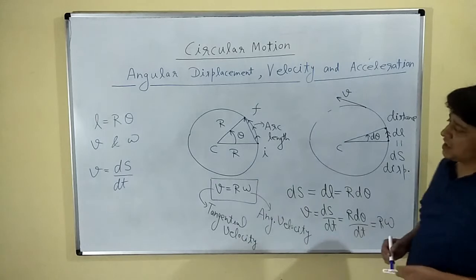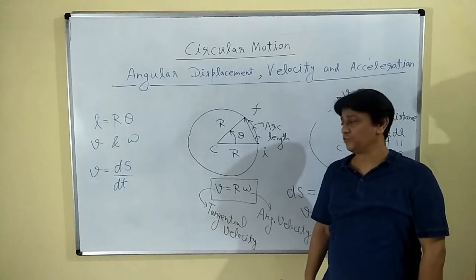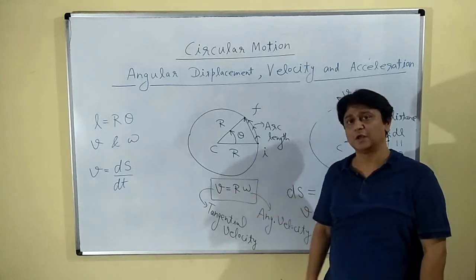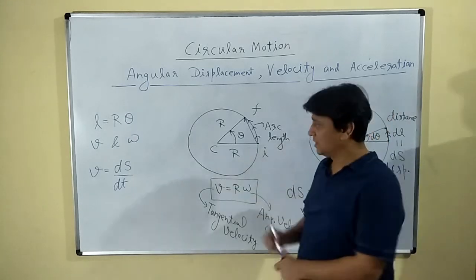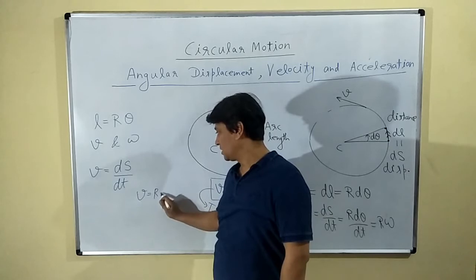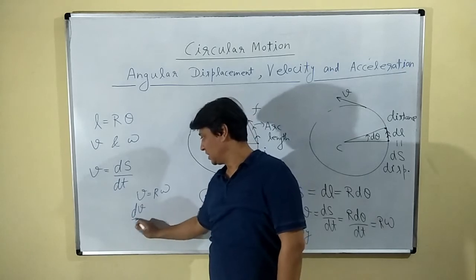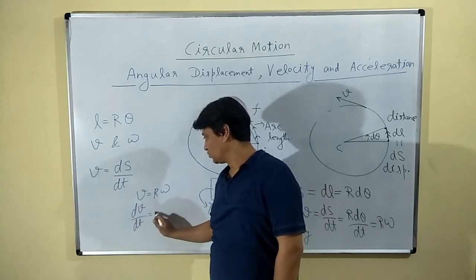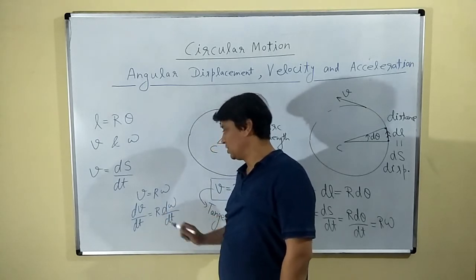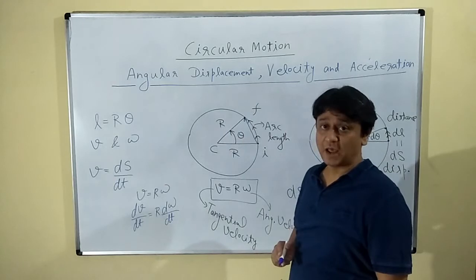Now, एक बार आपको V और ओमेगा का रिलेशन मिल गया, तो फिर आप एक्सेलरेशन एंड एंगुलर एक्सेलरेशन का रिलेशन भी निकाल सकते हैं. किस तरह से निकालेंगे? यहां देखना. V is coming R omega. Let's differentiate this whole thing. dV upon dt is R multiplied by d omega upon dt. What is dV upon dt? Acceleration.